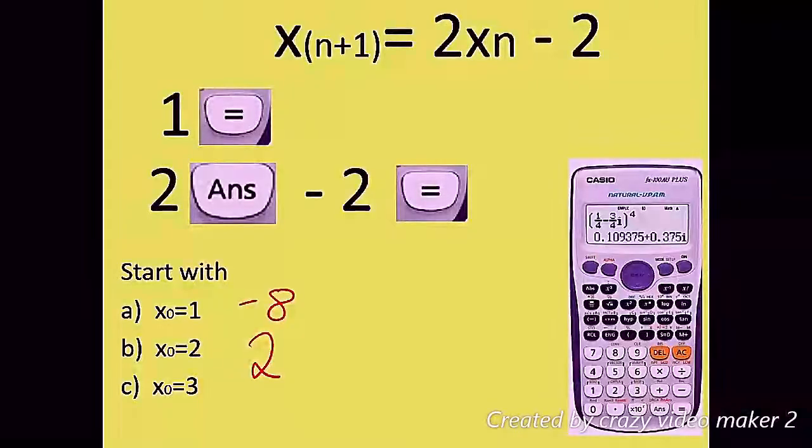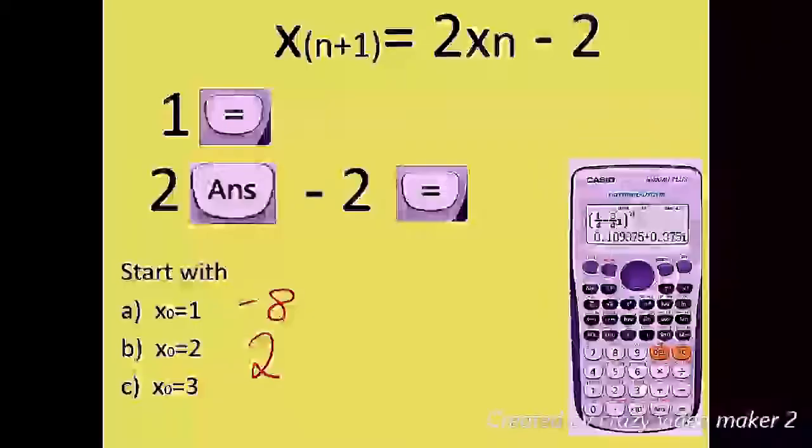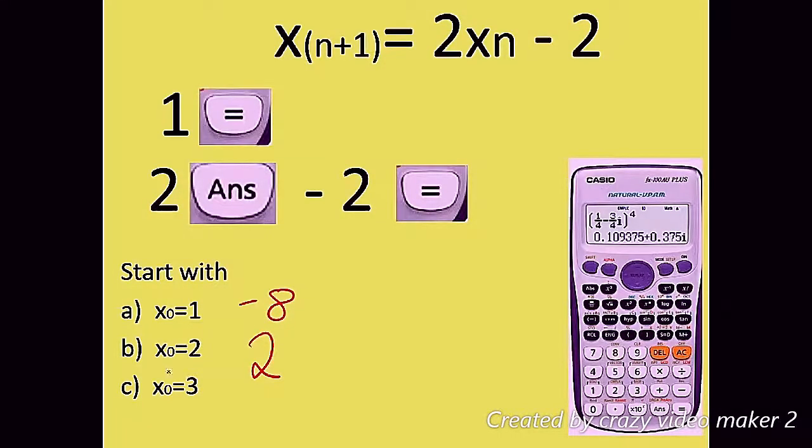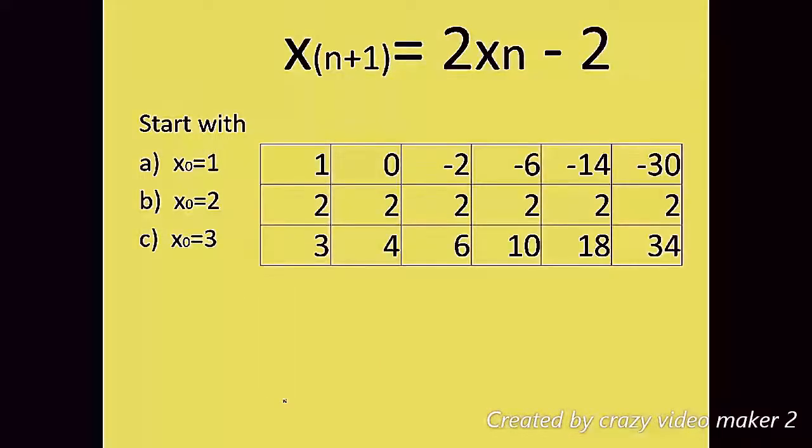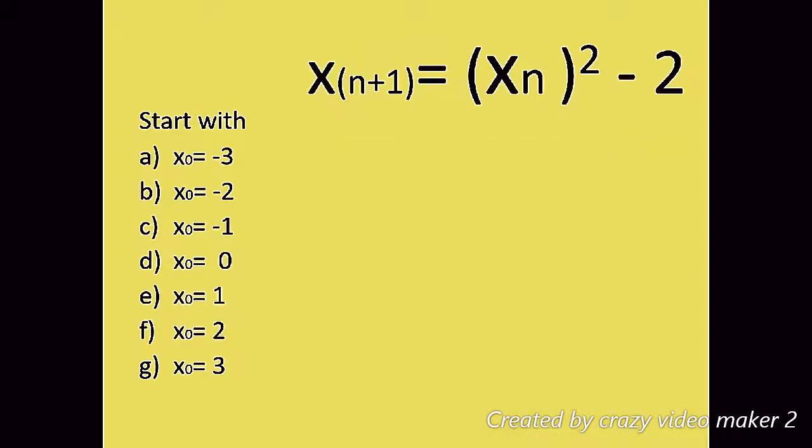Now let's do it for 3. 3 equals. And I'm going to have to do the same thing again. 2 times answer minus 2. I've got 4, 6, 10, 18. If I keep pressing equals, I'm up to 16,386. That's just going to be positive infinity. But there I sort of got a little solution, which is very helpful for me. Okay, well, there you go.